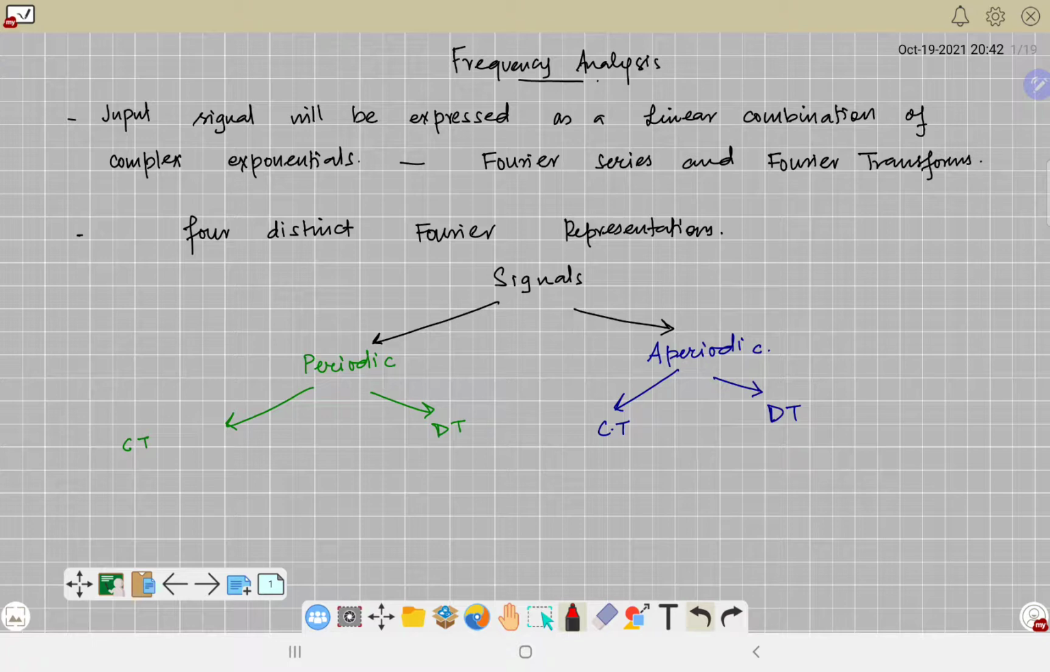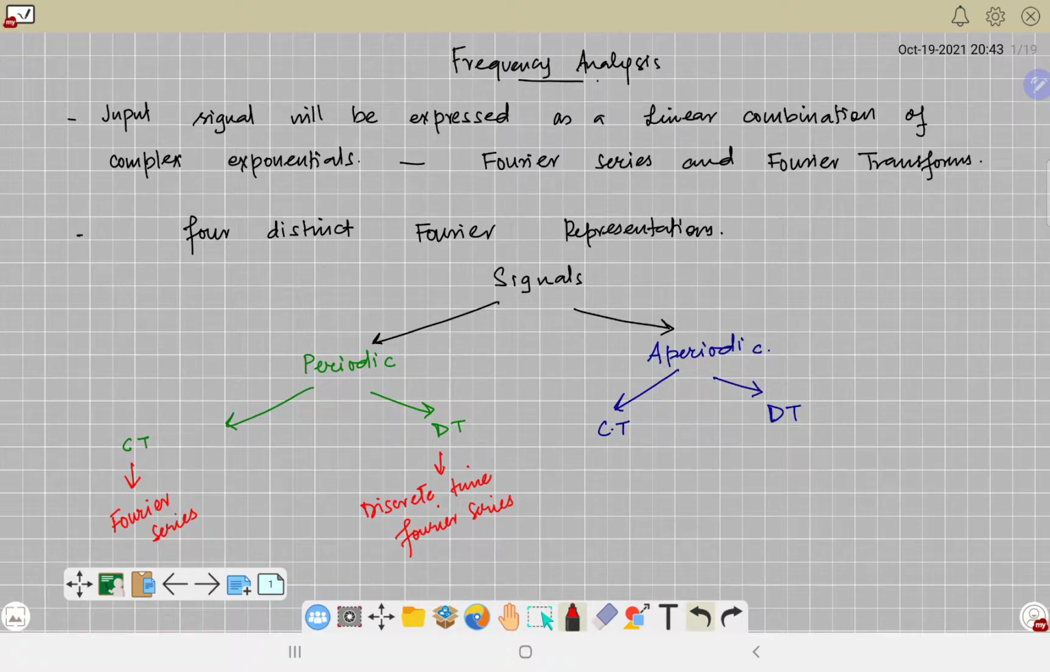If your signal is periodic and continuous in time, we will have the simple Fourier series analysis. You must have done it in your mathematical courses in your first and second semester. And if your signal is periodic but discrete time, we will have a discrete time version of our Fourier series, the discrete time Fourier series. So Fourier series representations are reserved for periodic signals, whether continuous time or discrete time.